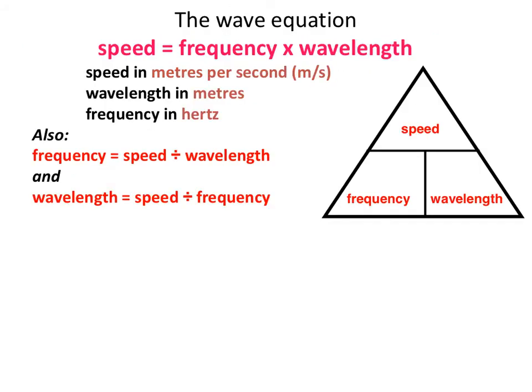Wave speed can be calculated using speed equals frequency times wavelength. Remember the symbols for these are that wave speed is v equal to f for frequency times wavelength, which is lambda. You will be given that.